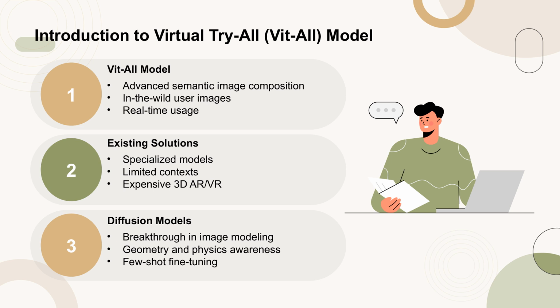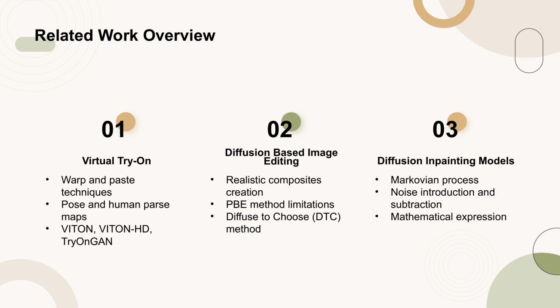Diffusion models represent a significant advancement, offering a more comprehensive approach with geometry and physics awareness, as demonstrated in recent studies. These models can be fine-tuned with few-shot learning, making them adaptable but still not fully meeting the real-time requirements for a virtual try-all model. In the realm of virtual try-on, existing models typically employ warp and paste techniques, utilizing additional inputs such as pose and human parse maps.